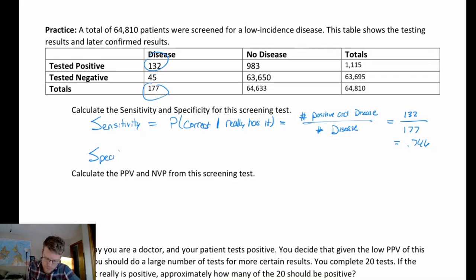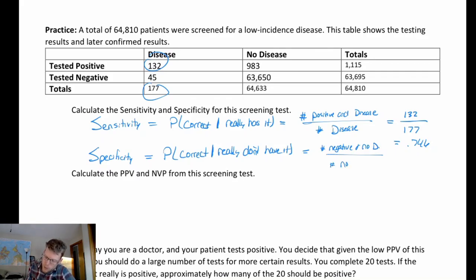Specificity is going to be the probability for, again, a correct result, but this time assuming that they really don't have it. So I'm writing correct over here, the probability of correct. I could also say the probability of a negative test, given they really don't have it. Either of those wordings work as long as you know what you're doing. So this is going to be the number of negative and no disease over the number with no disease.